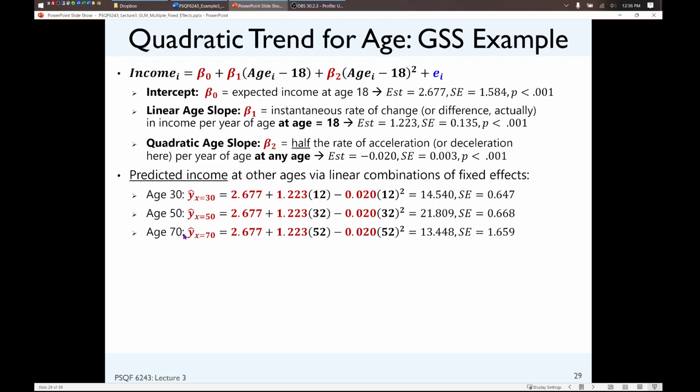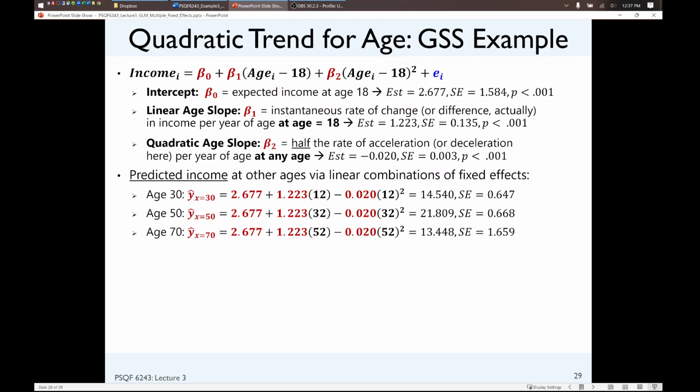But then by age 70, if I plug in 52 for my target age, which is 18 years, 52 plus 18 is 70, let's put it that way, then the predicted income is down to 13.448. So we see that it goes up and then it starts to come back down. So these are predictions. These are dots on the line, so to speak, according to the model.